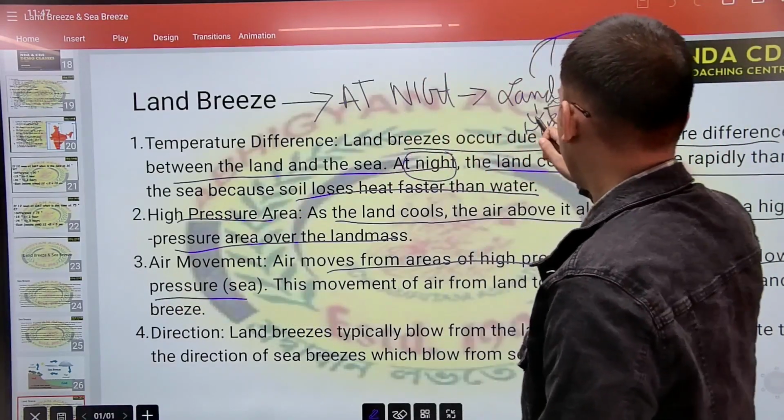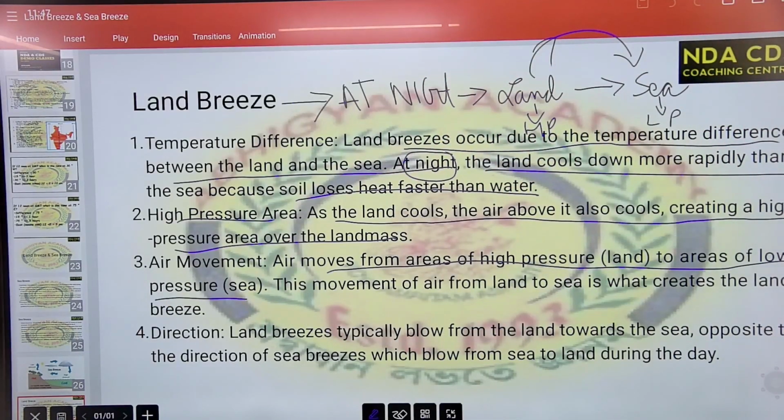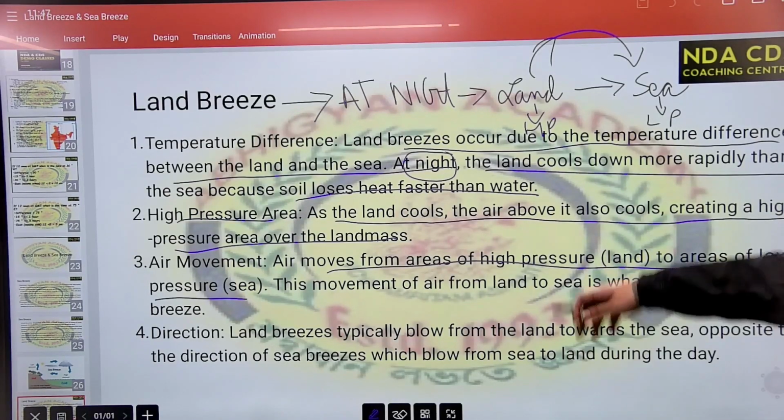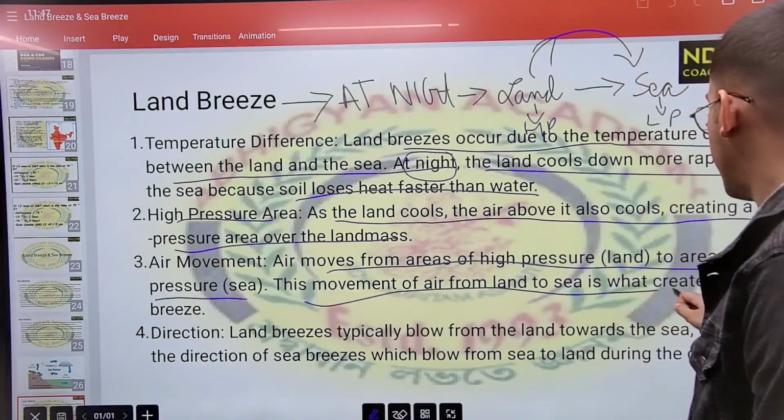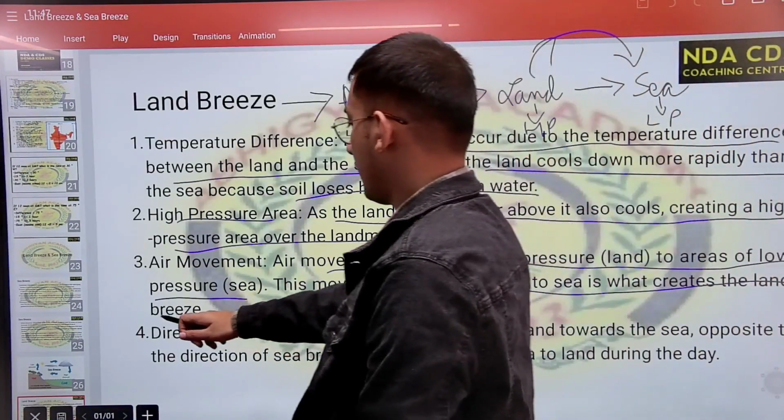We can see here, land cools down fast, so it will be high pressure. Sea stays warm, it will be low pressure. Thus, from high to low. This movement of air from land to sea is what creates the land breeze.